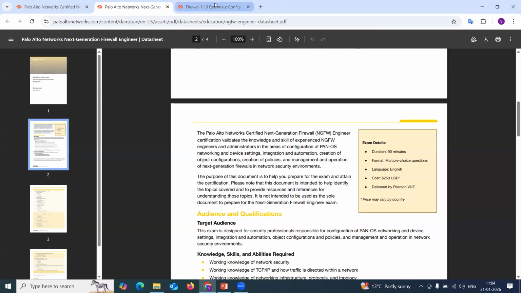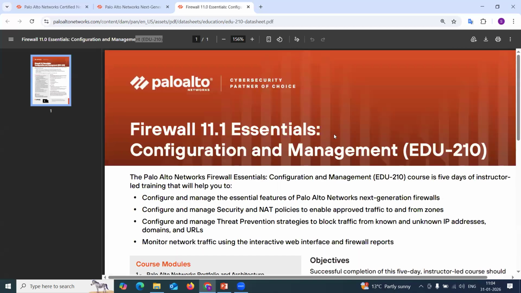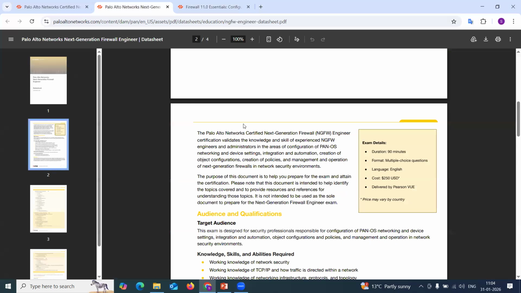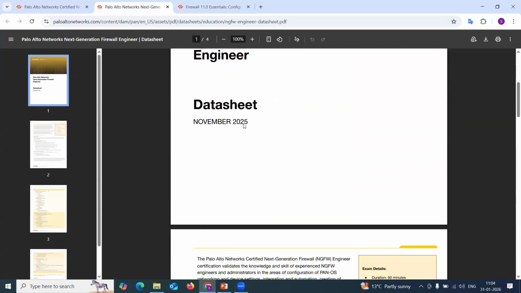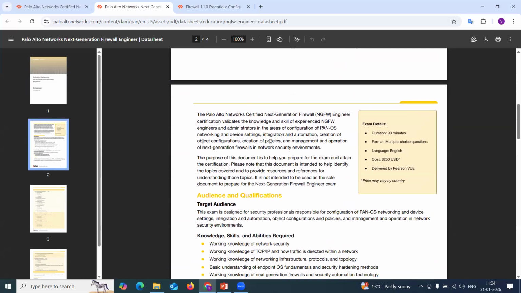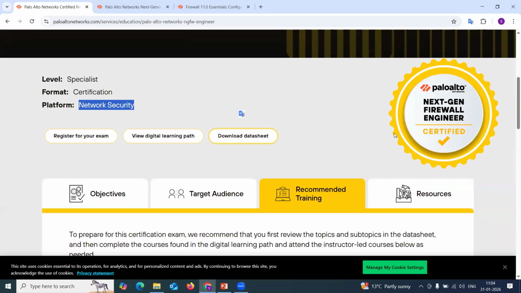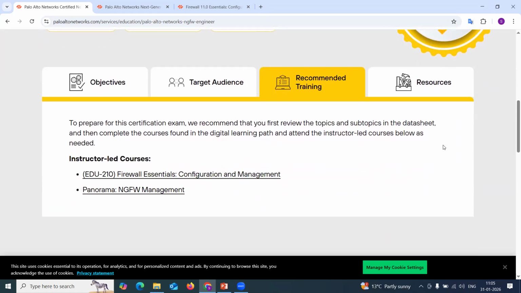Should I write the EDU 210 exam before going for this examination? See, in November 2025, it was changed. Understood? This modification was done. Now, if I want to go for the next generation firewall engineer certification, or you can say the network security next generation firewall engineer certification, do I have any prerequisites?